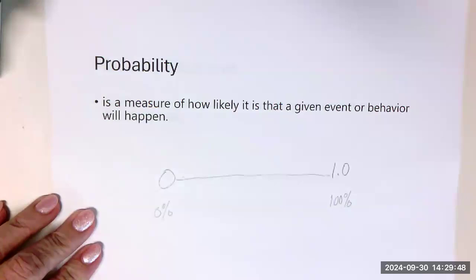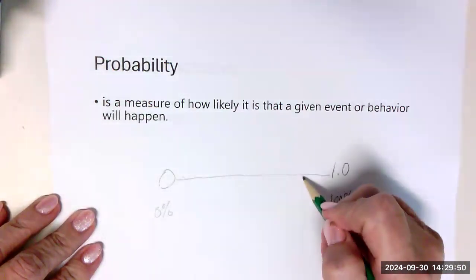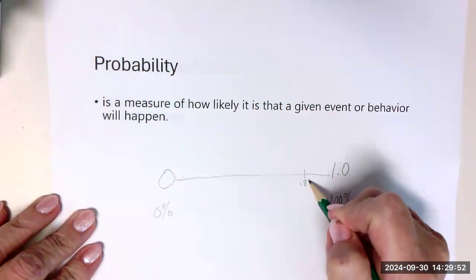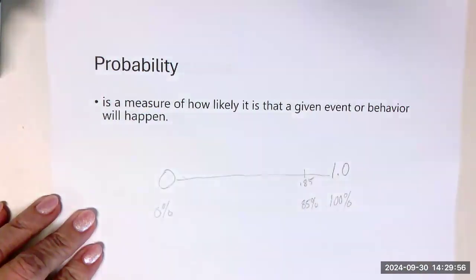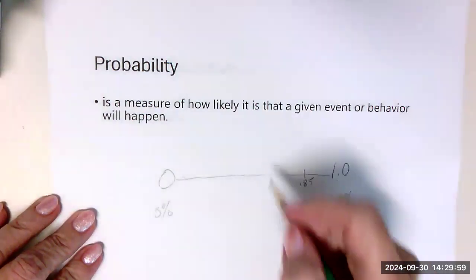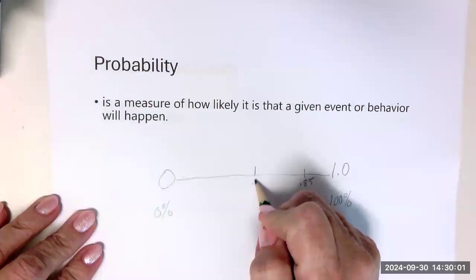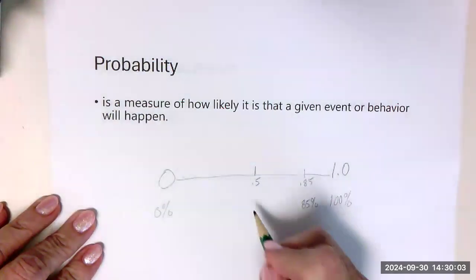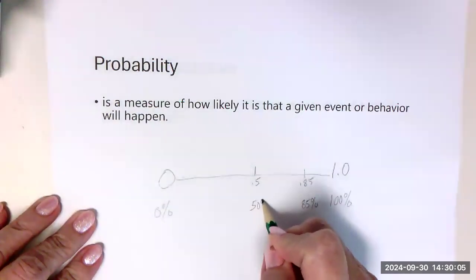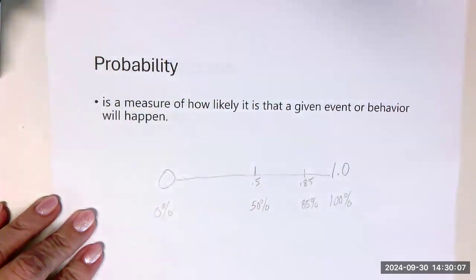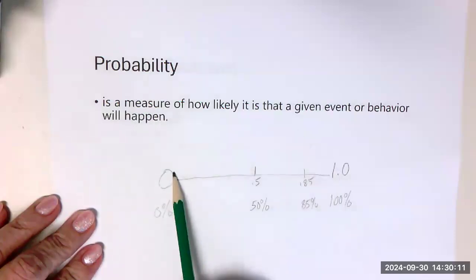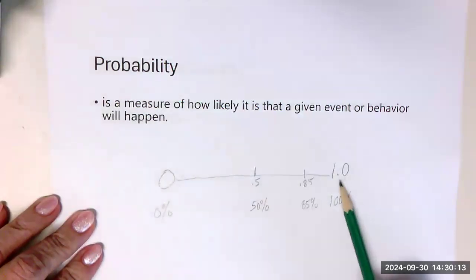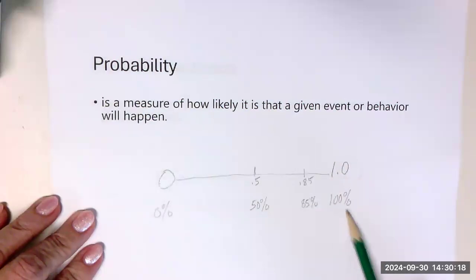So for example, if something has a probability of 0.85, then it has an 85% chance of happening, okay? If something has a probability of 0.5 in the land of percents, that's a 50% chance, okay? So you can have probabilities going all along this scale from 0, it will never happen, to 1, it will always happen 100% of the time, okay?